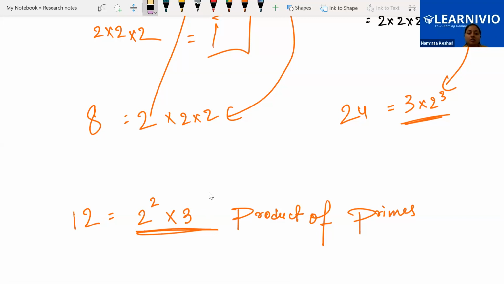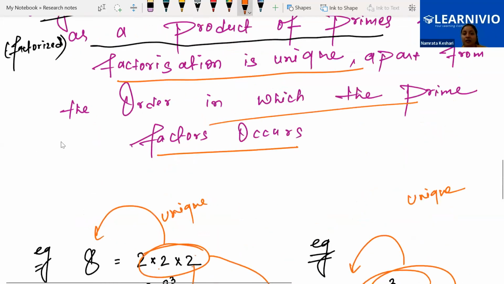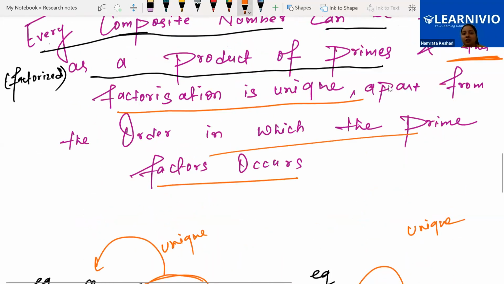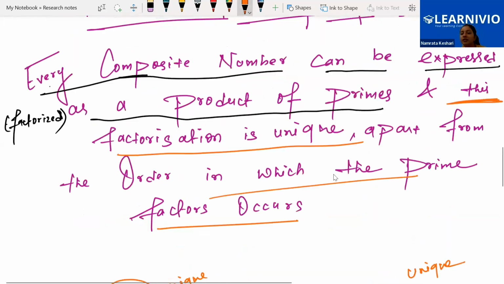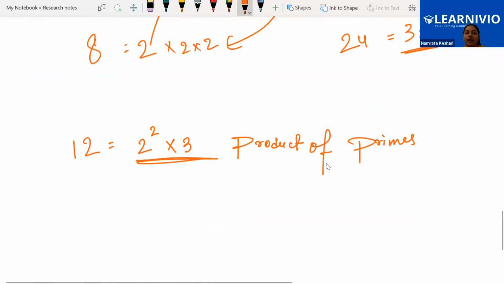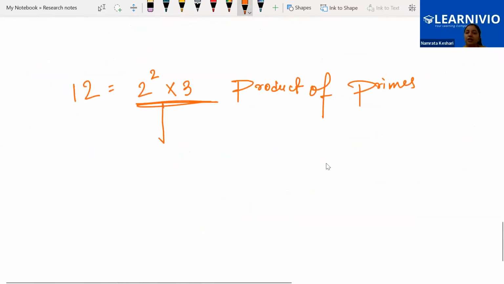And here, order doesn't matter. See the last part, the order in which the prime factors occur. This doesn't matter. That means it wants to say that even if you shuffle it and write it as 3 into 2 squared, it will still generate 12.